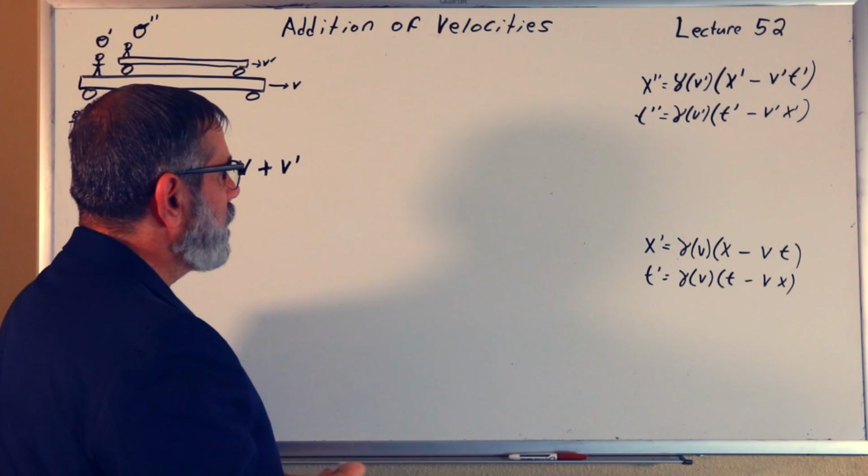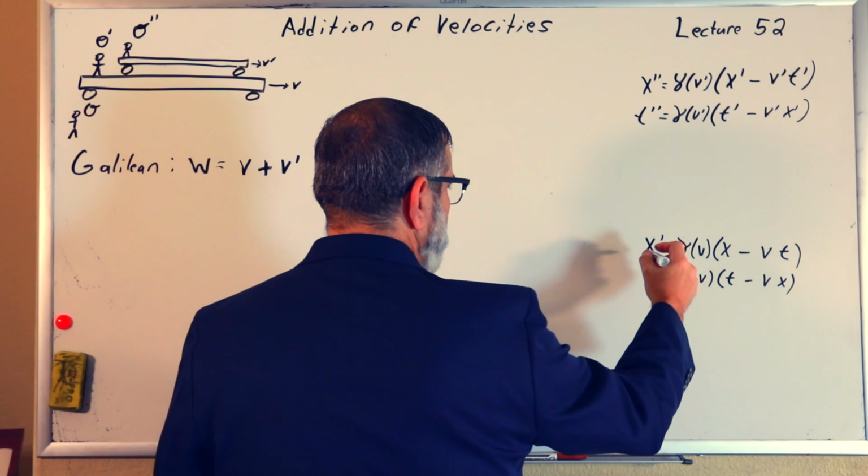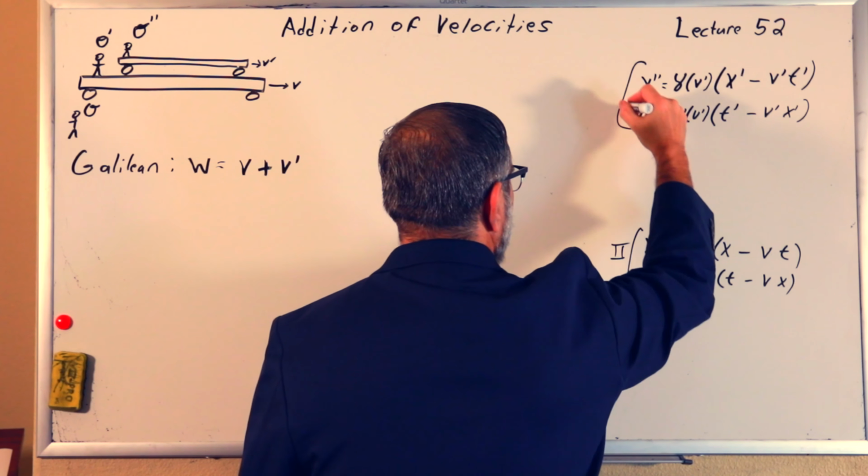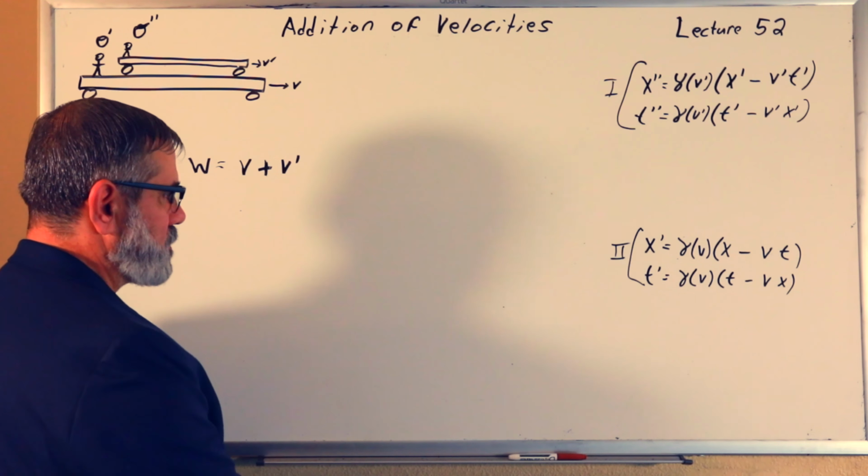So what we're going to do is we're going to substitute, I'll call this 2, since it's the second thing we came up with, and this 1. Our strategy is going to be to substitute everything in 2 into the first equation in 1 up here. So let me just rewrite the first equation. X double prime is equal to gamma v prime times x prime minus v prime t prime, right?